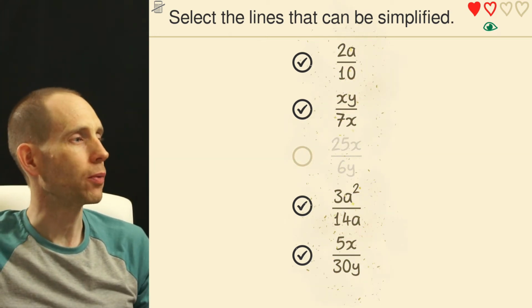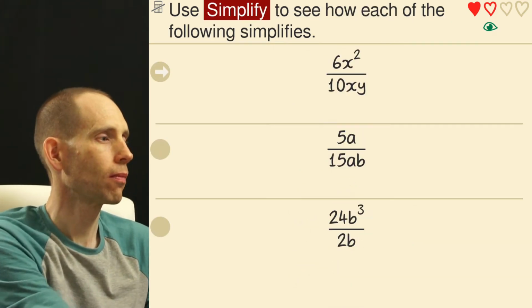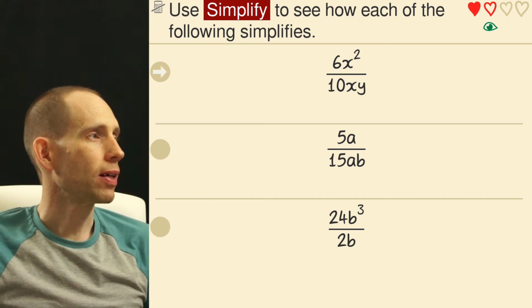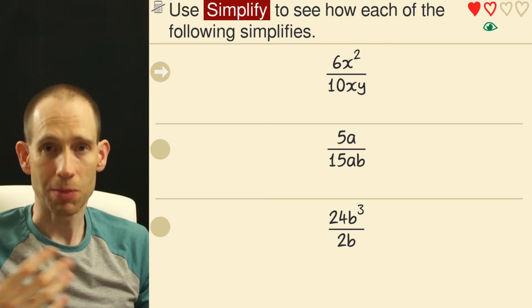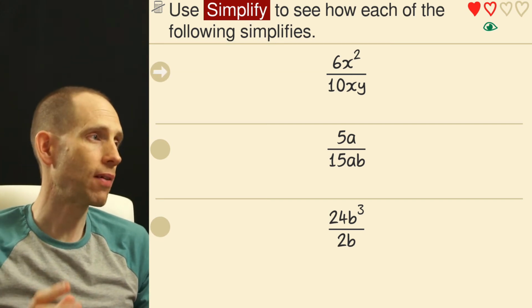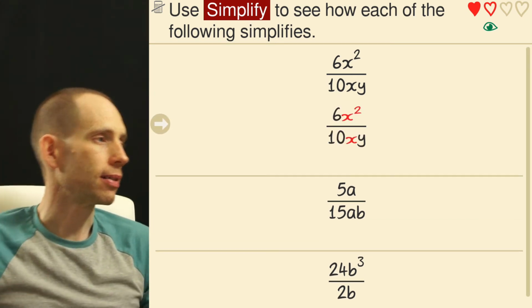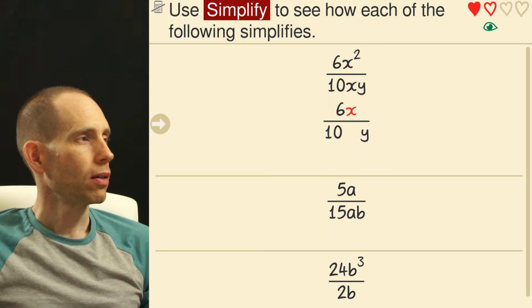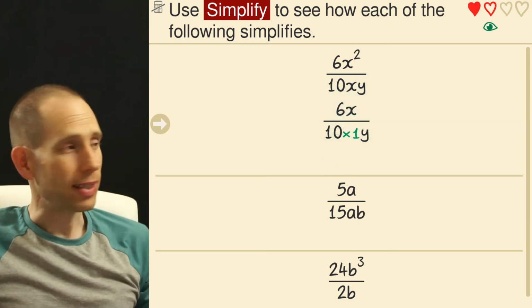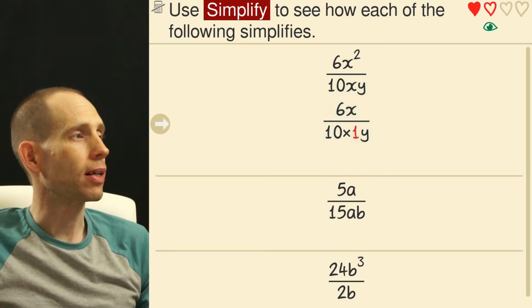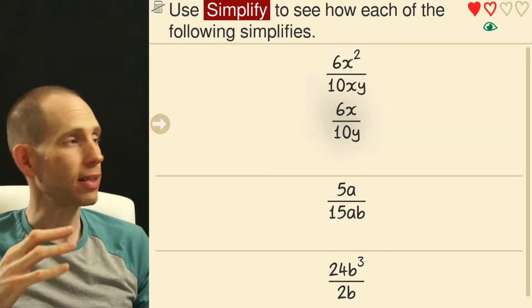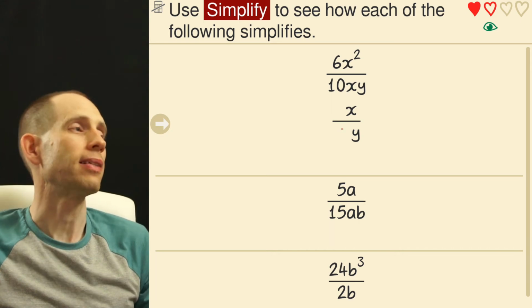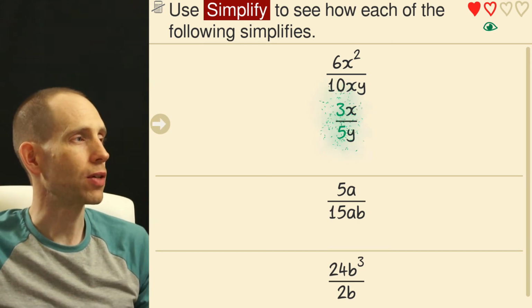Okay, here we go. Use the simplify to see how each of the following simplifies. So this is just giving us some examples that we can watch and play around with. Let's do the first one. If I've got x's in the top and in the bottom, they're going to simplify. I'm still left with 1x in the top there, because I had two factors of x in the top to start with. And then 6 over 10 will simplify down to 3 over 5.